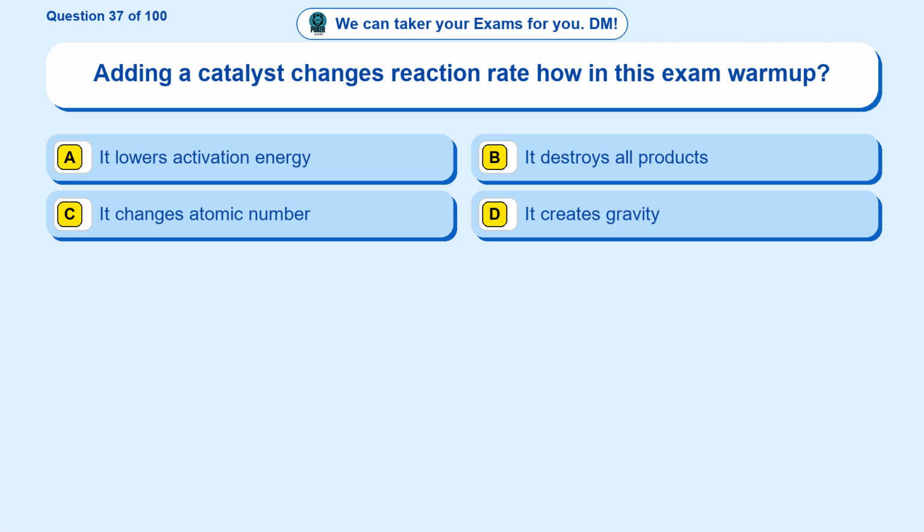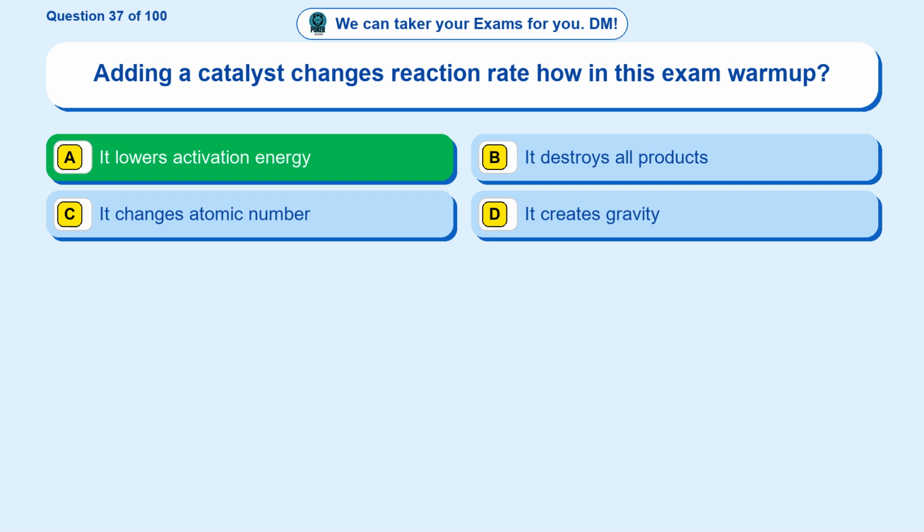Question 37. Adding a catalyst changes reaction rate how in this exam warm-up? Option A. It lowers activation energy. Option B. It destroys all products. Option C. It changes atomic number. Option D. It creates gravity. The correct answer is option A.